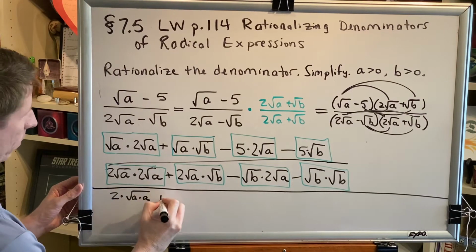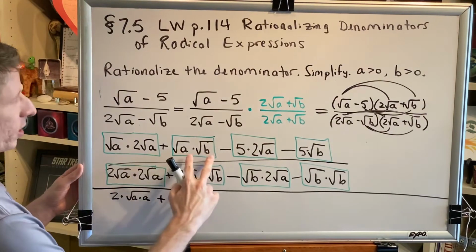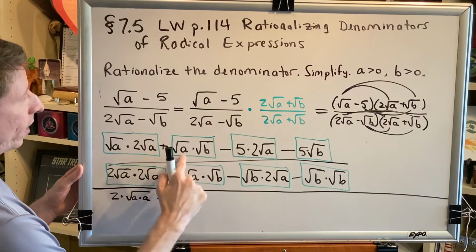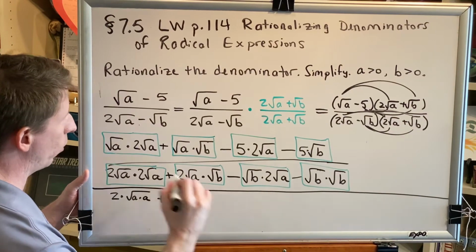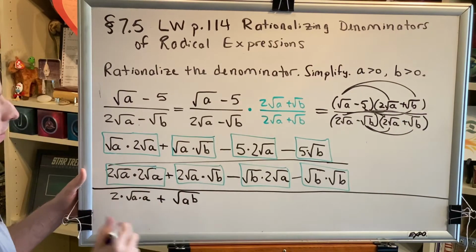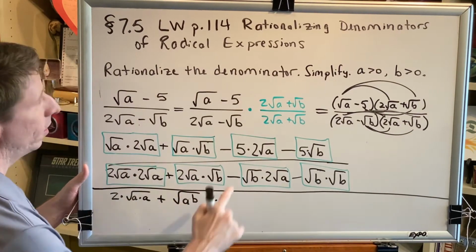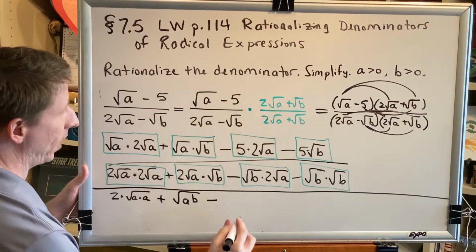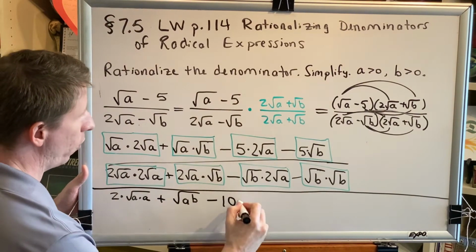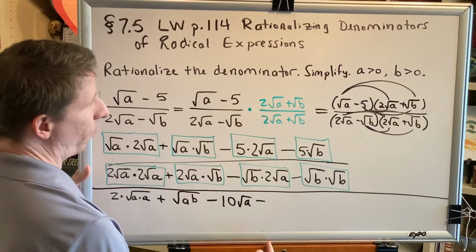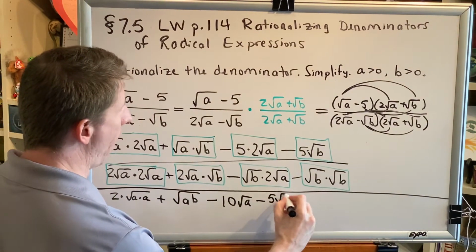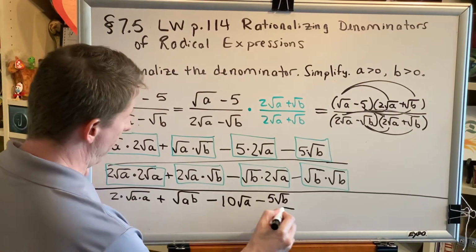Then I have my sign. Okay, next product. These are two radicals of the same type, so I combine them using the product rule for radicals, and I get root ab. Then my sign. Then things that are on the outside can get multiplied, so that'd be 10 root a. And then finally, there's nothing here that I can simplify, so I simply keep it the same, 5 root b, divided by.